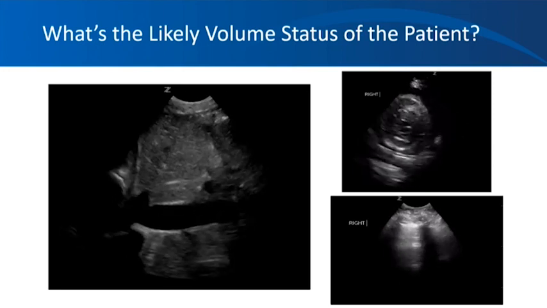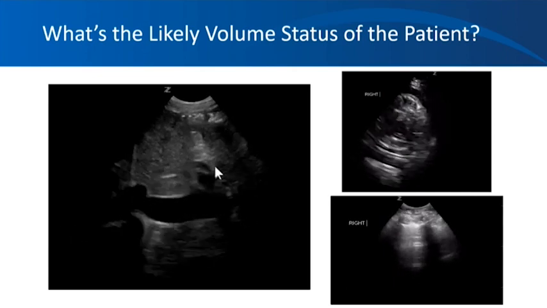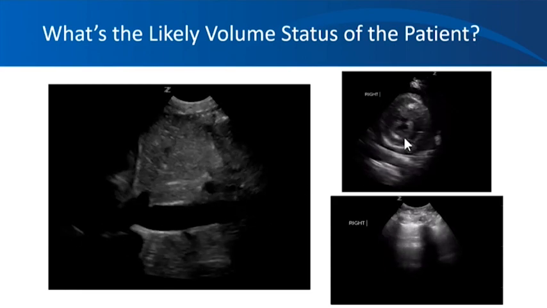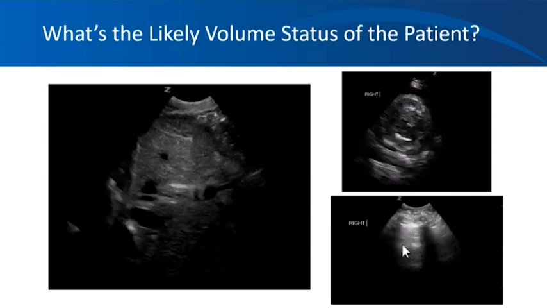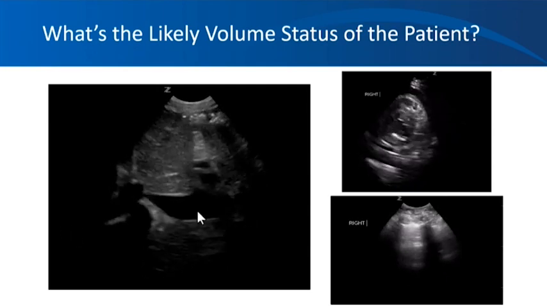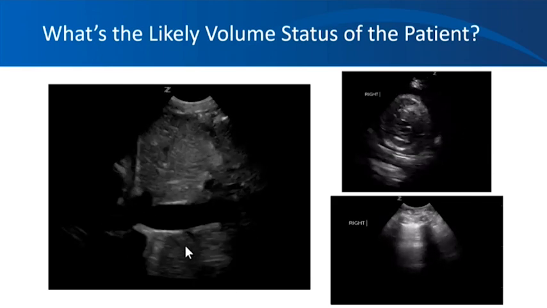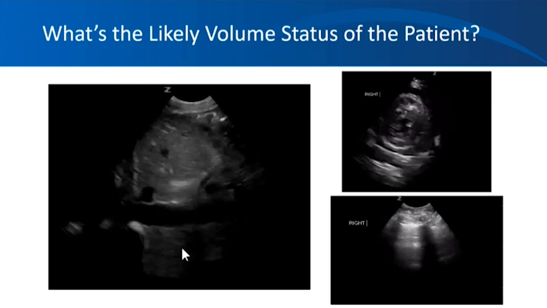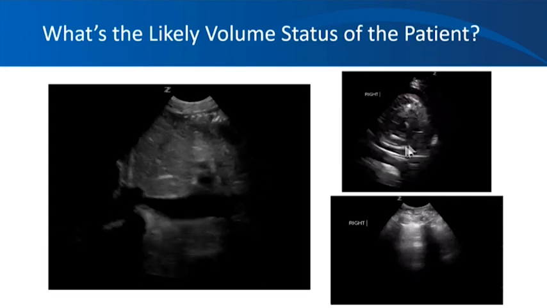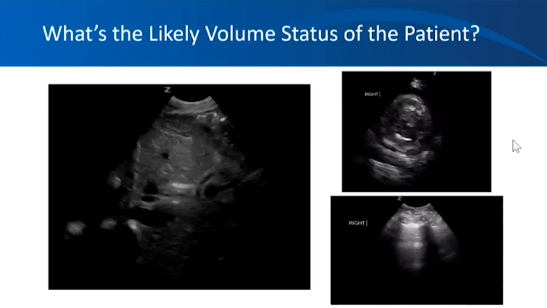So now we briefly discussed IVC, lung, and heart ultrasound. So taking together all these things, what's the likely volume status of this patient? Here, this is the IVC ultrasound. This is the heart, parasternal short axis view, and this is the lung. So in IVC, what are you seeing? IVC is completely collapsing with respiration. I mean, it could be a normal finding, but it might point towards hypovolemia in the right clinical setting. And in the parasternal short axis view, you see that left ventricle is almost collapsing. So this is hyperdynamic left ventricle.